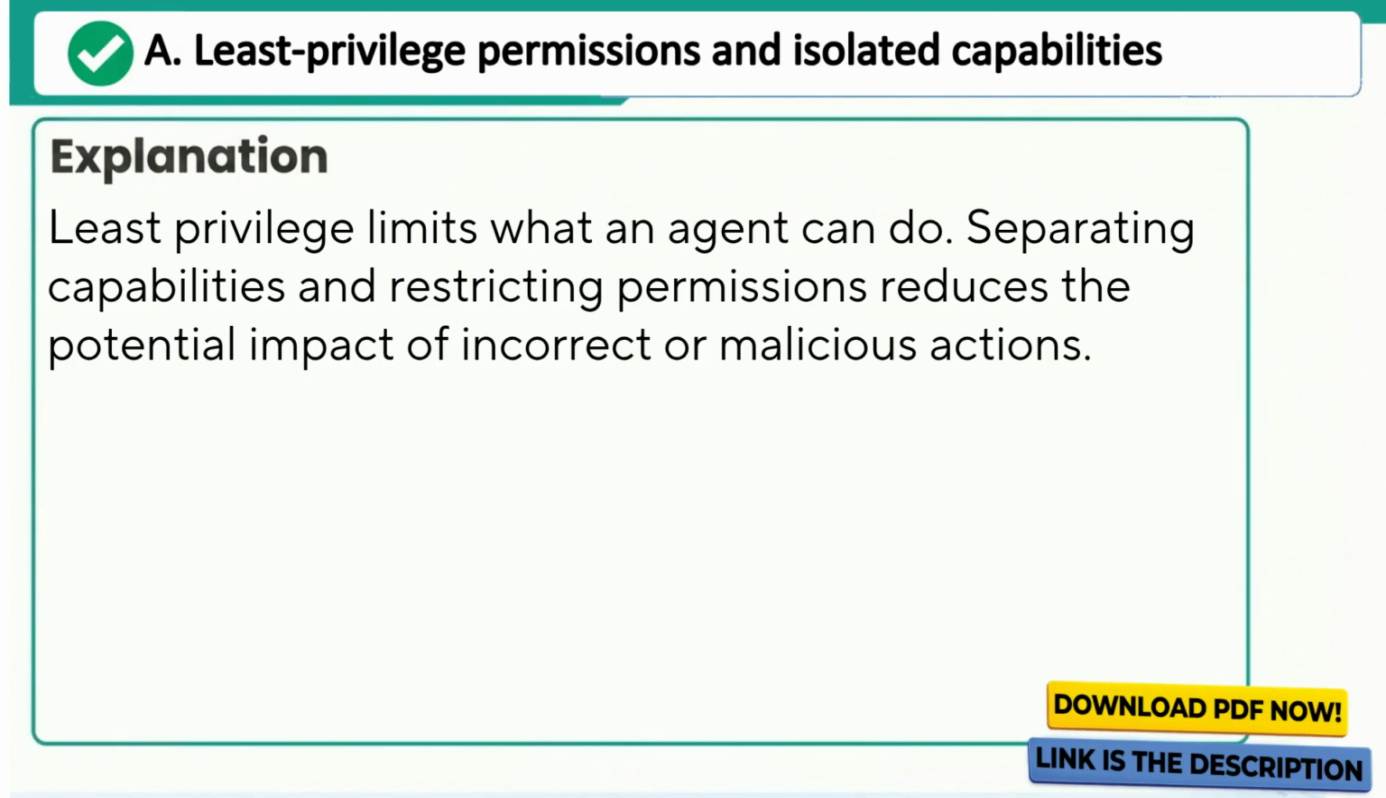Explanation: least privilege limits what an agent can do. Separating capabilities and restricting permissions reduces the potential impact of incorrect or malicious actions.